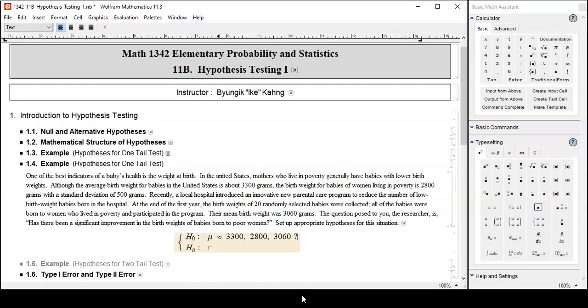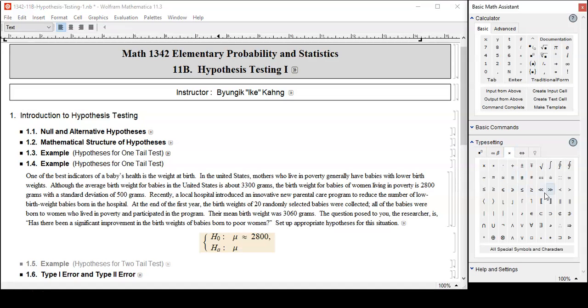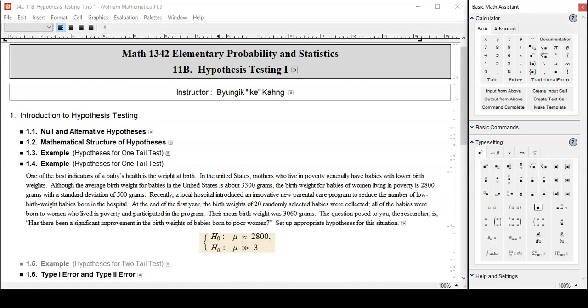So we conclude the number we want, the null value, is 2,800 grams. Now, how about the alternative hypothesis? By now, everybody will understand that we need an inequality. So, okay, is it greater or less? It's greater.